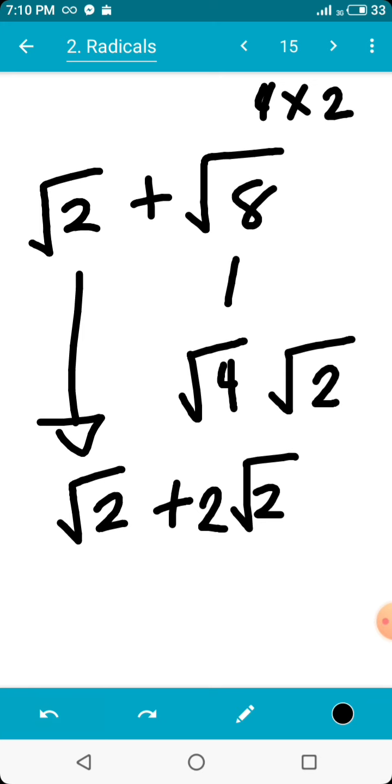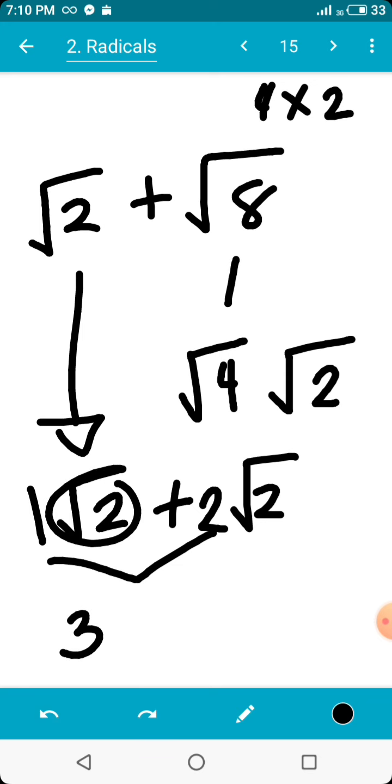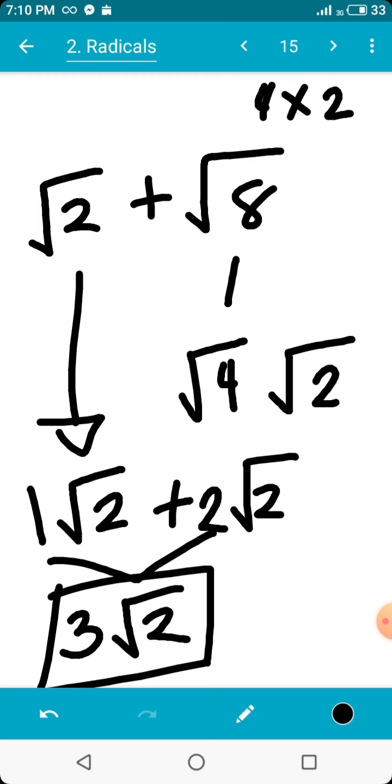So yung number dito, since wala, matik 1 yan. And then first, we need to add them. So this will become 3. Since same na sila, it's like a variable, ikakopy na lang natin. Okay? So this is the answer. So if we add square root of 2 plus square root of 8, the answer is 3 square root of 2. Okay?